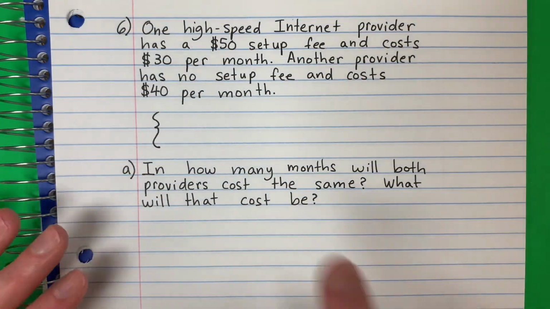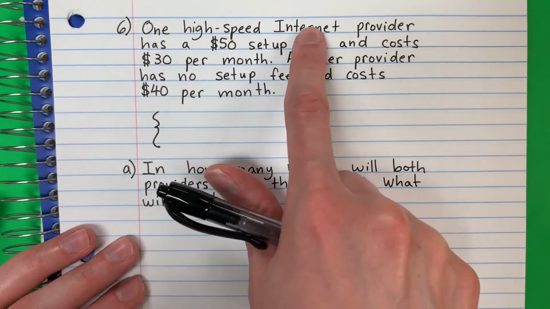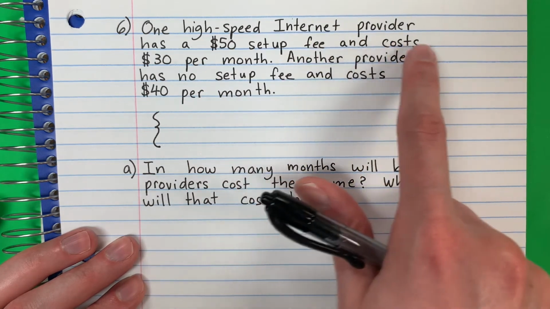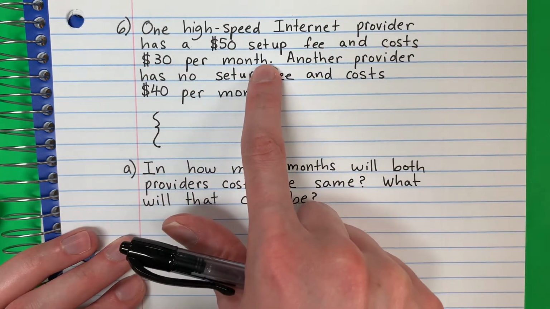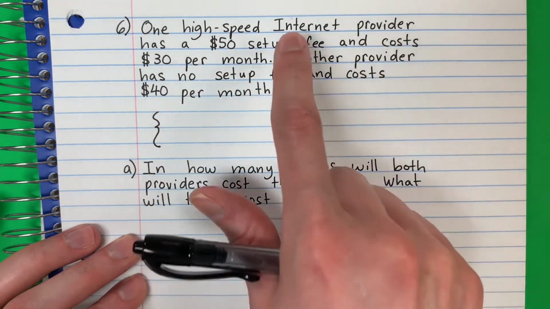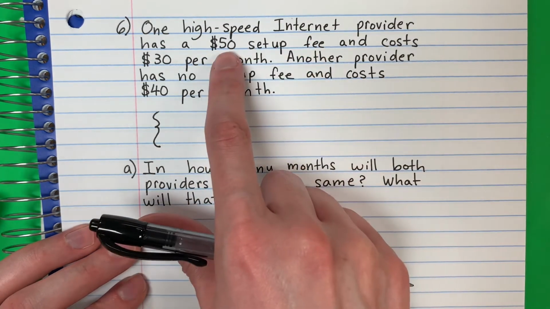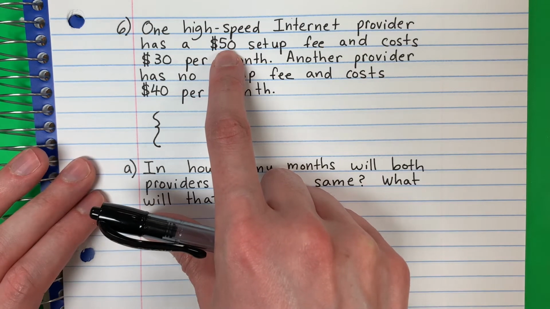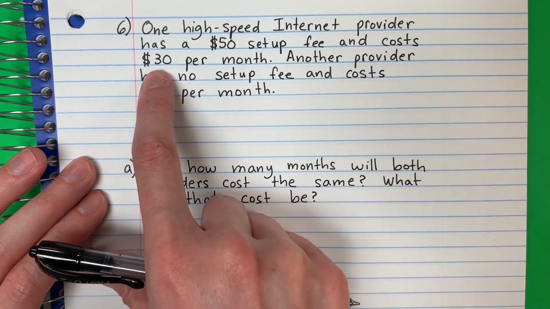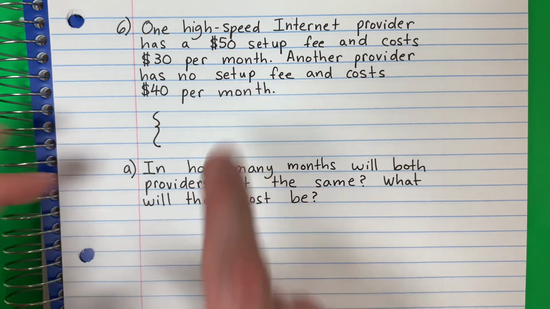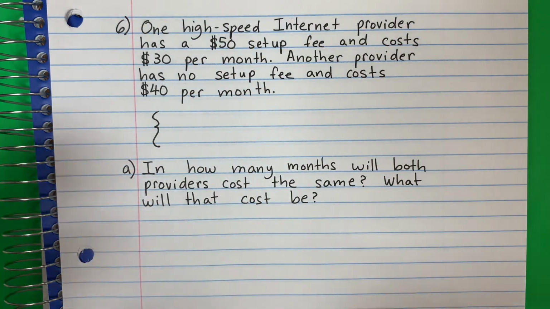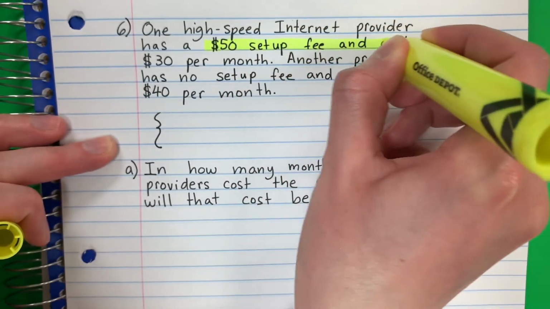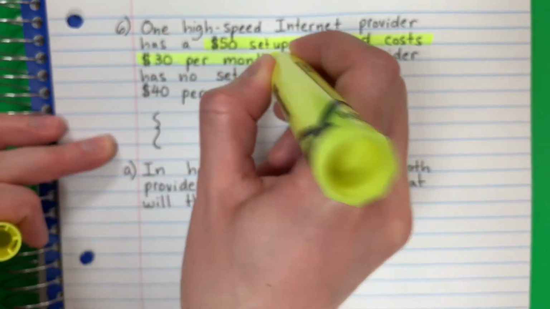Example 6. One high-speed internet provider has a $50 setup fee and costs $30 per month. Hay una compañía de internet y cuesta $50 para poner la máquina en la casa y es $30 por mes para usar. Okay, so I have a $50 setup fee, so one-time payment, and costs $30 per month.